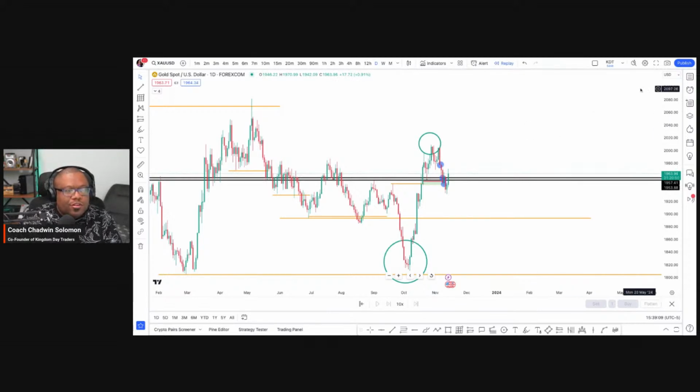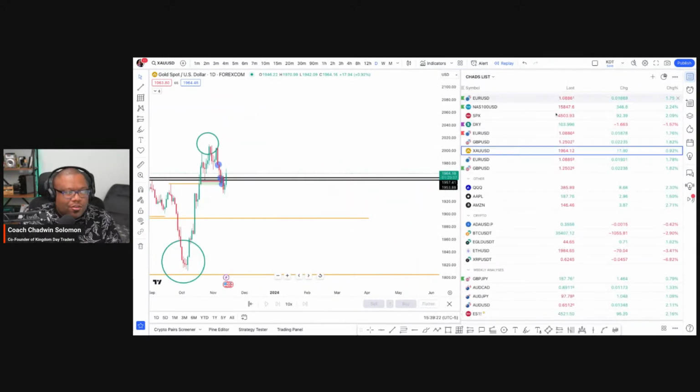Because I don't need to know what any of these things is. We just apply structure and we apply what we learn at Kingdom Day Traders, and it should work across the board, right? I have confidence in the system. That's what's important. Confidence in the system.